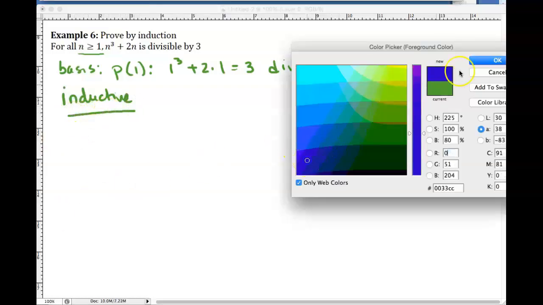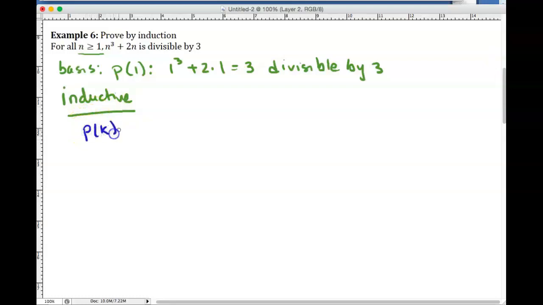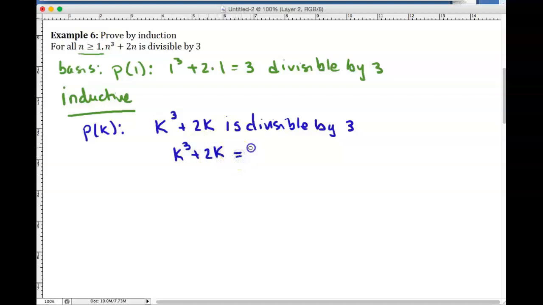Same as the other, we want our Pk statement. Our Pk statement here is that k cubed plus 2k is divisible by 3. Divisible by 3 you can think of in a couple of ways. You can say that k cubed plus 2k is going to equal 3 times, let's say, L, where L is an integer. If this is 3 times any integer, then it's divisible by 3. You could also say that k cubed plus 2k divided by 3 equals L, an integer, and that's also divisible by 3.